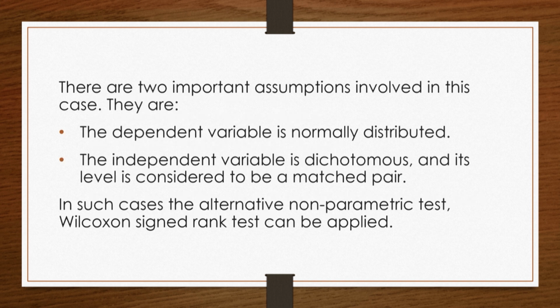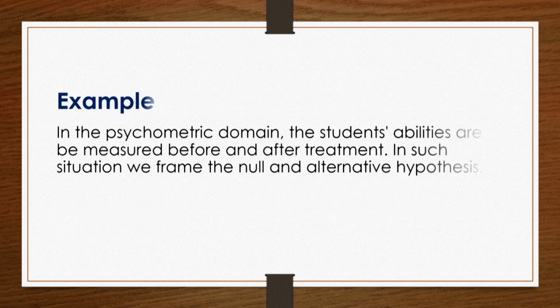There are two important assumptions involved in this case. The dependent variable is normally distributed, and the independent variable is dichotomous, and its level is considered to be a matched pair. In such cases, a non-parametric test called the Wilcoxon signed rank test can be applied instead of the paired sample t-test.